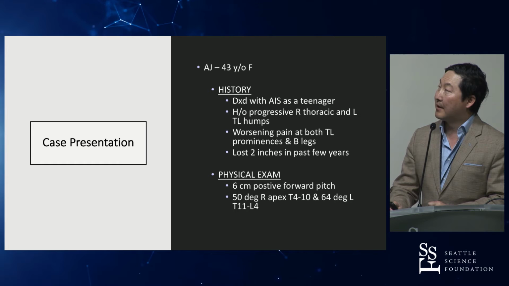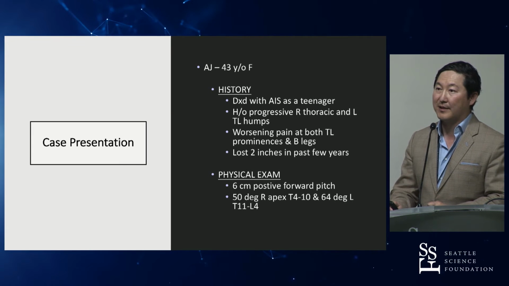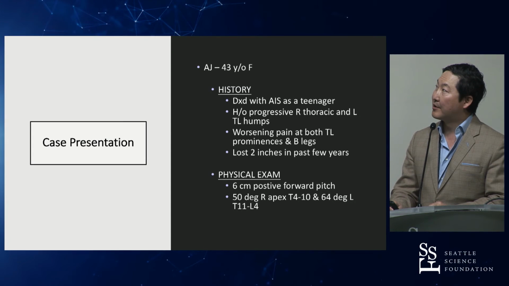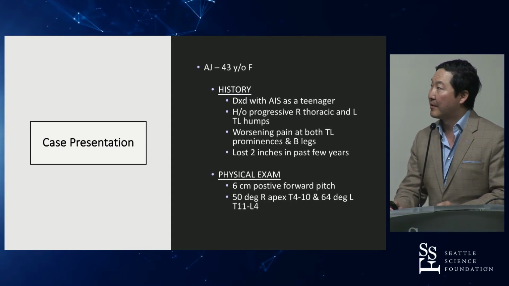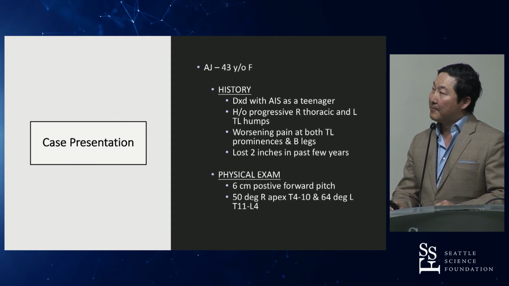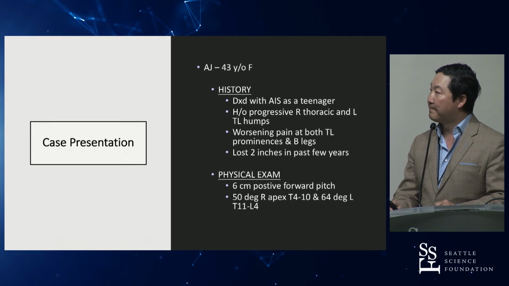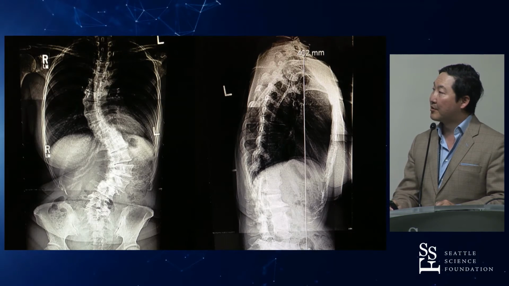This is a second presentation of a 43-year-old, slightly younger patient diagnosed with AIS as a teenager. She had a history of progressive right thoracic and left thoracolumbar humps, worsening pain at both thoracolumbar prominences and bilateral lower extremities. She lost about 2 inches in the past few years. She had a 6 centimeter positive forward pitch, 50-degree right apex thoracic curve, and 64-degree thoracolumbar curve. She had a double major curve with a slightly positive forward pitch.